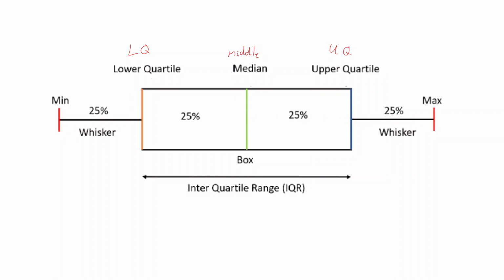And then finally, we've got something called the interquartile range, which is basically your upper quartile, UQ, take away your lower quartile, LQ. Okay, because that would then give you everything between here and here. That is your interquartile range: your upper quartile, take away your lower quartile.